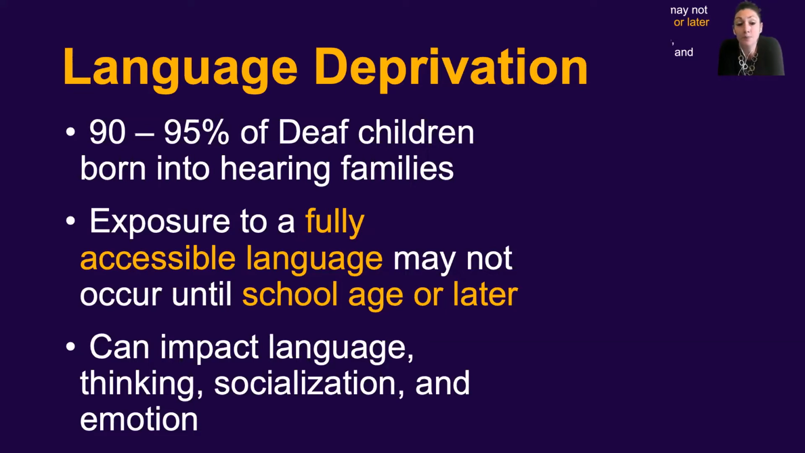And I don't think parents always receive all the information that they need to make these choices. Because of that, many deaf kids born into hearing families might not get full access to language until school age or even later. And when we think about my baby who's getting this full exposure to language all the time, compared to someone who might not get full language exposure till 5 years old, that has some impacts. It can delay language development. It can delay thinking skills, social skills, and the child's ability to regulate or manage their emotions.